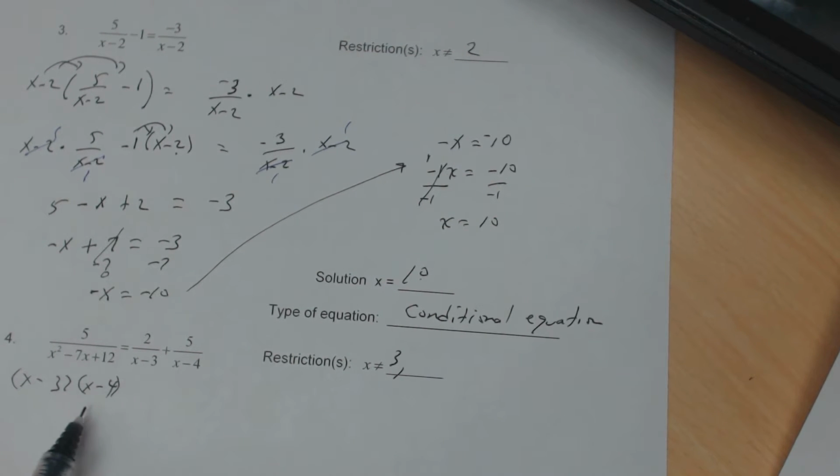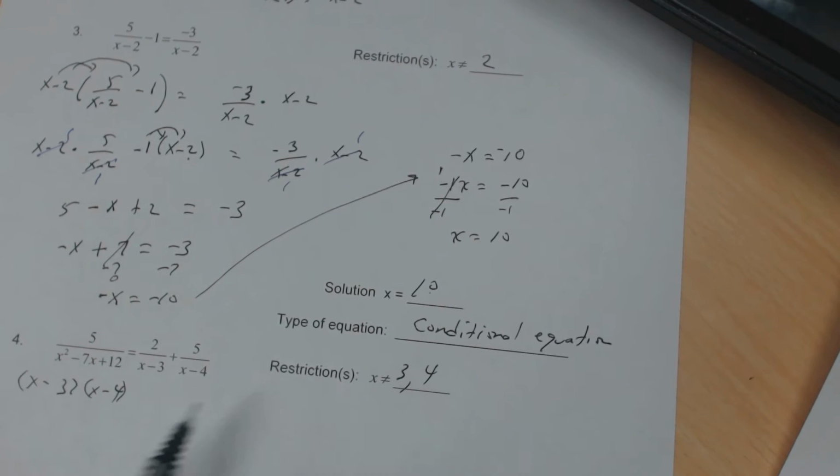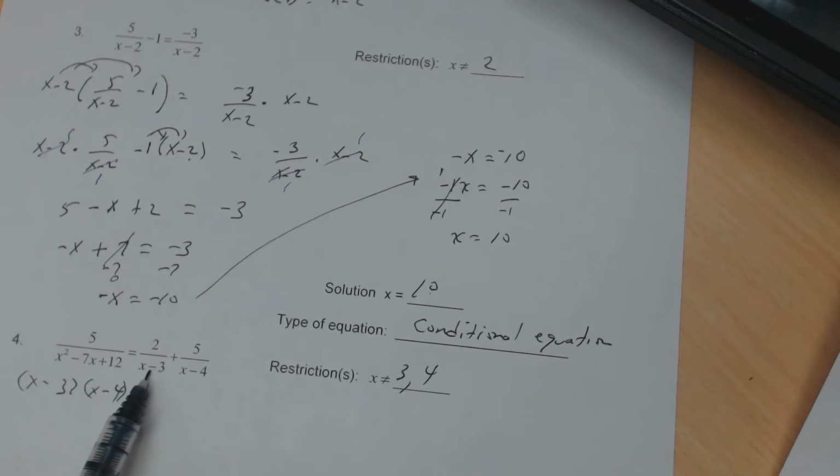Over here, what makes this factor 0? Well, what number subtract 4 is 0? The answer is 4. So I cannot use 4, so that's a restriction. X minus 3 I've already dealt with, x minus 4 I've already dealt with, so I'm done in terms of restrictions.